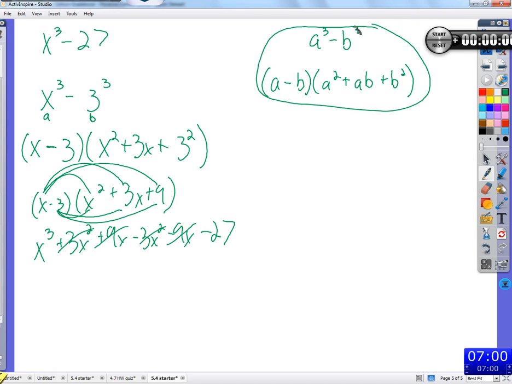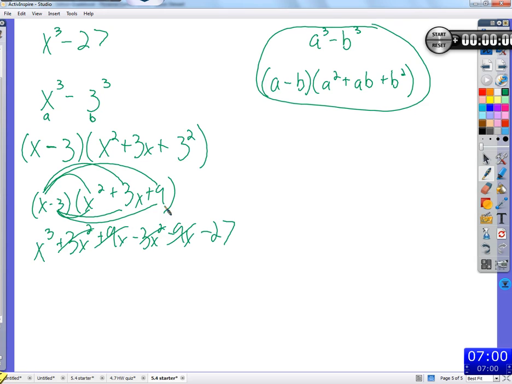So the way that I got this was this is A, right? X is A. So what does it say? A squared. That's X squared. And I'm supposed to do A times B. A is X and B is 3. So A times B, I switched it around to B times A because I like that order better. And then this is just B, whatever B is, that's 3, squared, which is 9. Just filling in blanks, just like a formula.